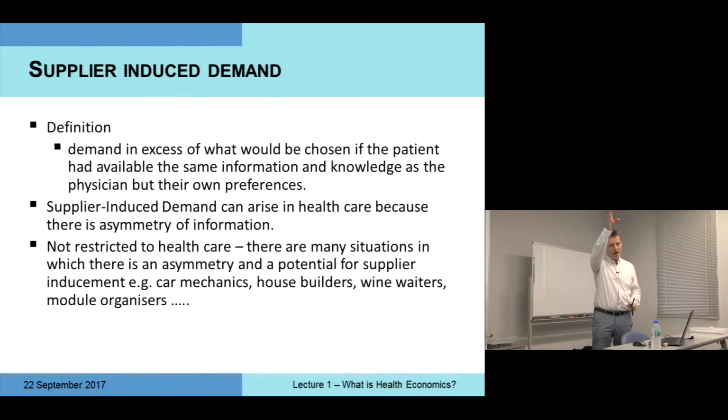The doctor, patient, car mechanic, motorist, house builder, resident, wine waiter, customer, module organiser, student. They're all characterized by this asymmetry of information. And so they all have a potential for supplier inducement, for a decision being made that's different from the one that, well, what we call, I don't want too much jargon, the principal would have chosen if they had the same information.